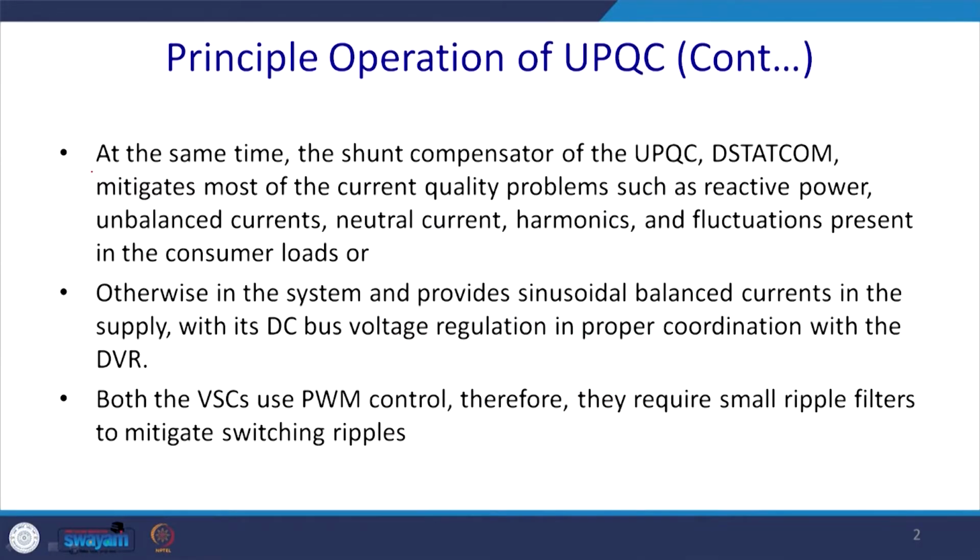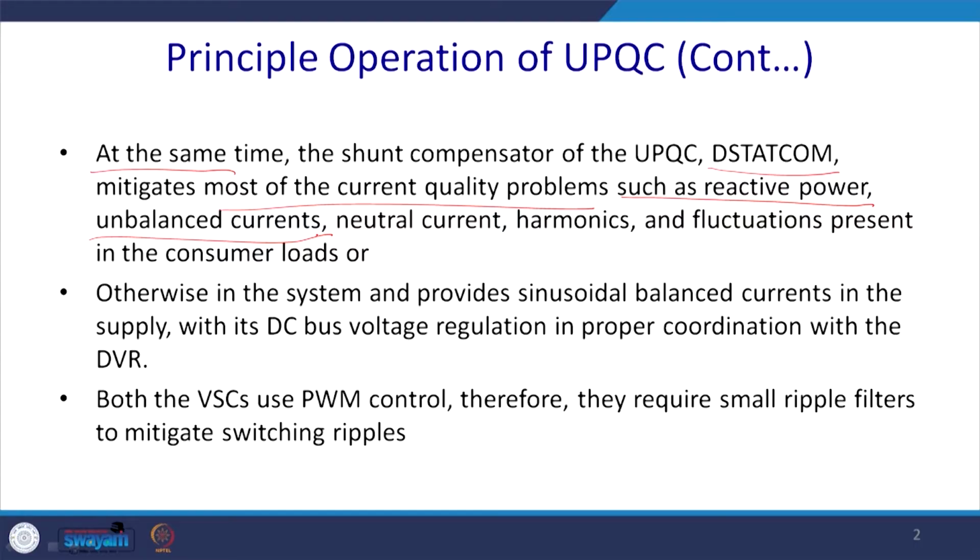At the same time, the shunt compensator of the UPQC, that is DSTATCOM or shunt active power filter, may mitigate most of the current quality problems, that is current harmonics, the unbalanced problem of the current, and also the power factor problem of the current, such as reactive power, unbalanced current and then neutral current for the three phase four wire system. If there is a fluctuating kind of load like arc welding present at a consumer end, this will mitigate this kind of loads.